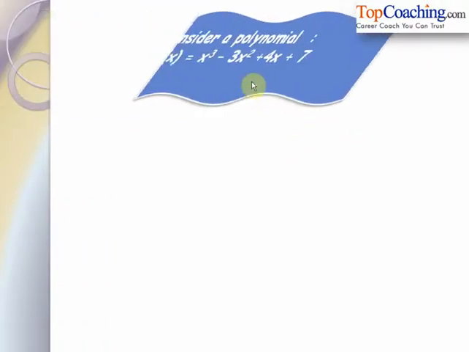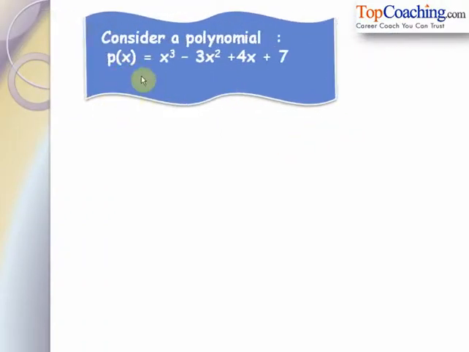To understand how to find the value of a polynomial, let us consider a polynomial, say p of x, which is equal to x cube minus 3x square plus 4x plus 7. So this is a polynomial in one variable. This is of course a cubic polynomial because its degree is 3. And let us say that we represent this polynomial by p of x.